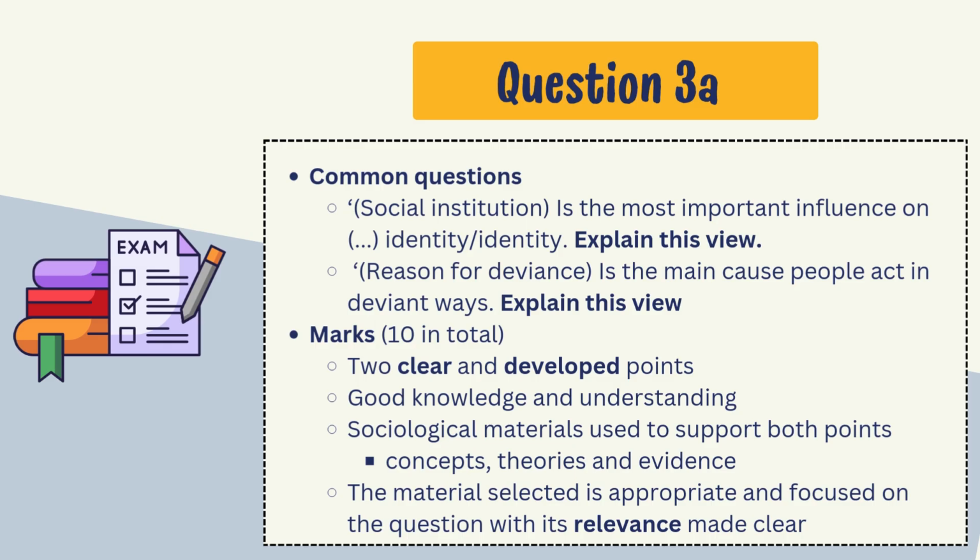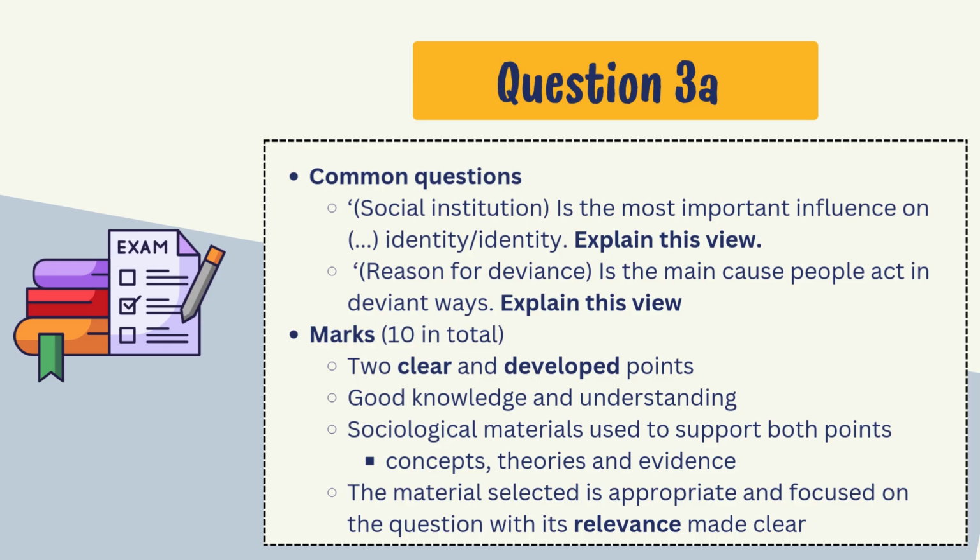You need to show, in the 2 paragraphs, good knowledge and understanding. So you have to show sociological material in both paragraphs: concepts, theories, evidence, and key terms, all of that. And also the material selected has to be appropriate, so it has to be relevant to the question. You don't just pick any sociologists or examples that are related to that topic but not related to the question, which is very tempting to do sometimes when you don't know what to come up with. It has to focus on the question, and you have to make the relevance clear.